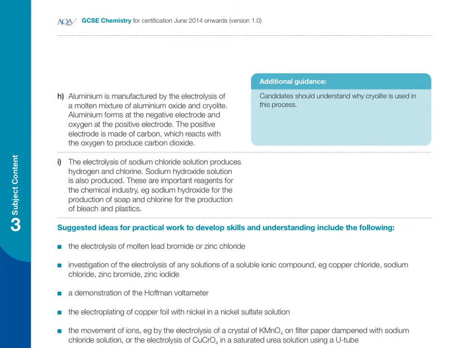Two more examples of how electrolysis is used are the electrolysis of aluminium oxide and cryolite to make aluminium, and the electrolysis of sodium chloride solution, or salt solution, or brine solution as it is sometimes called, to produce hydrogen and chlorine and sodium hydroxide. With the electrolysis of aluminium oxide, cryolite is used to lower the melting temperature of your aluminium oxide, so less energy is required. That aluminium oxide needs to be molten in order for the ions to move to be separated.